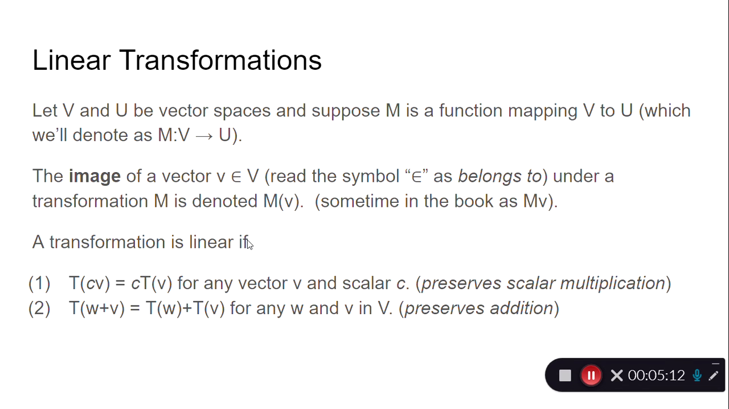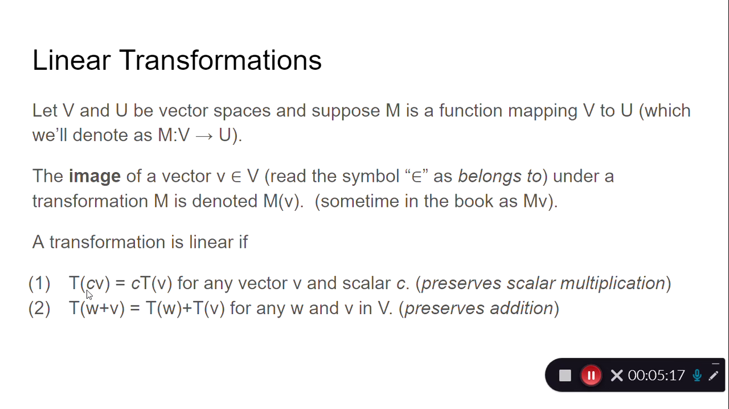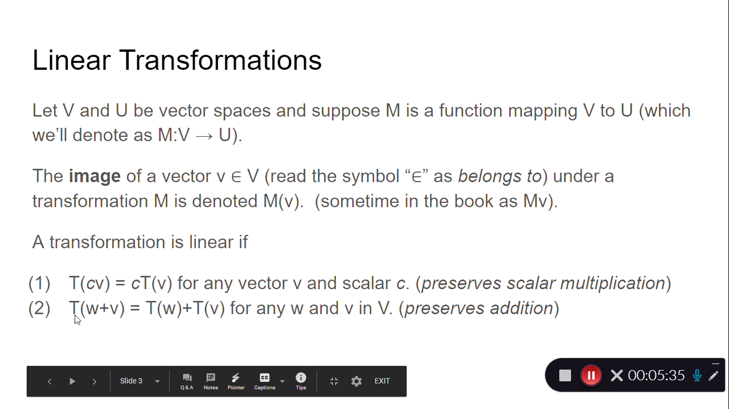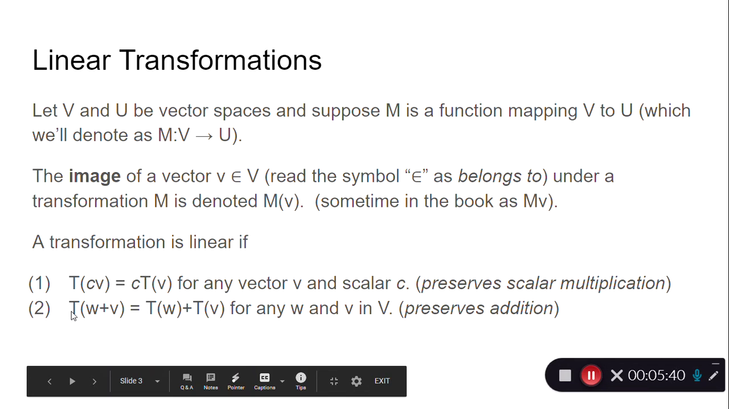So a transformation is linear if these two properties are satisfied. The first one just means you can factor out a constant. So if you're taking a vector times a constant, you can multiply the constant after you're done evaluating. In the book, they refer to this as the transformation preserves scalar multiplication. And then the next property is that it preserves addition. A transformation is linear if it takes the sum and you can do the sum afterwards. So we could also say it commutes with the sum.